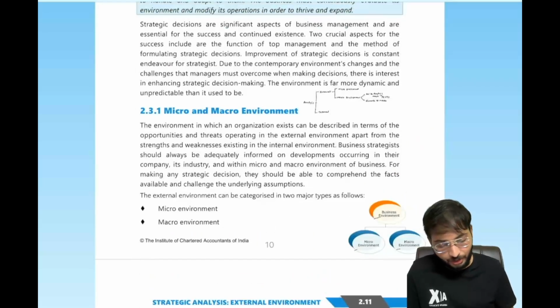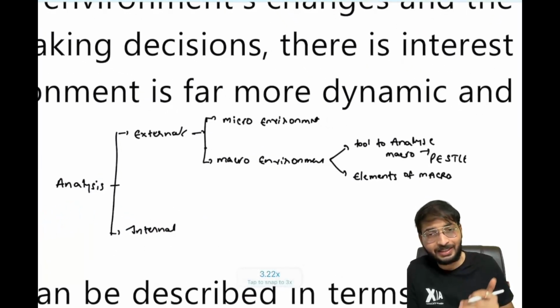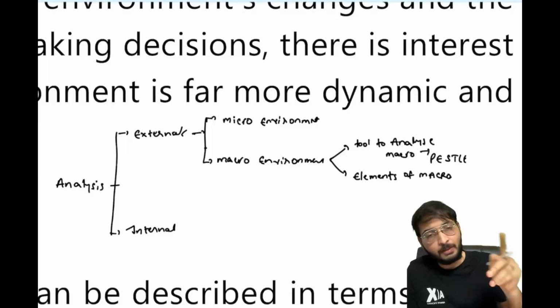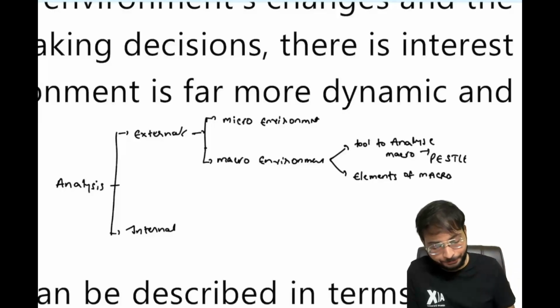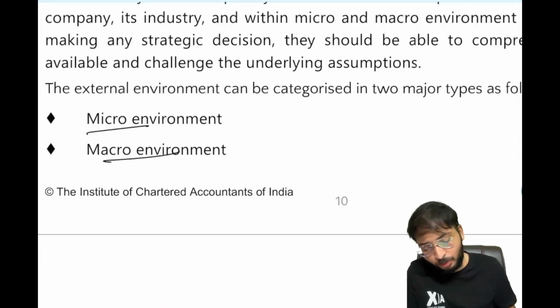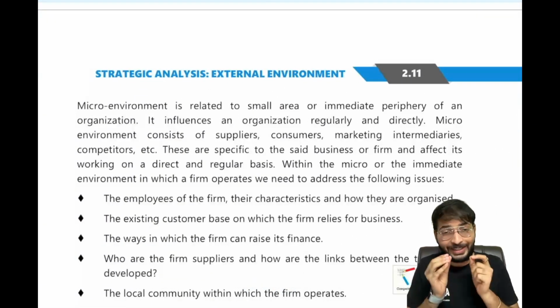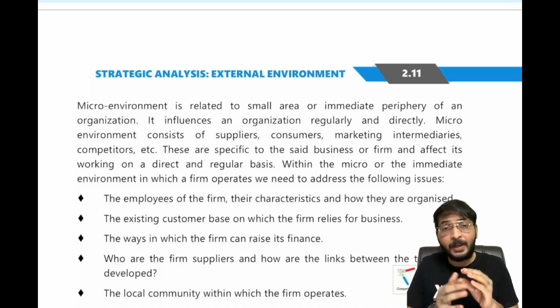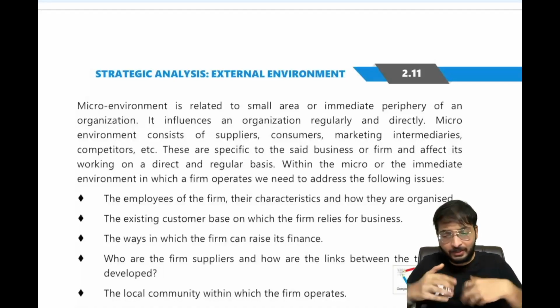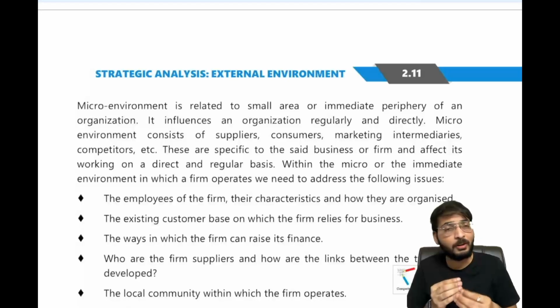Now coming to the next, page number 2.10, micro and macro. We are doing external analysis. External again has two: one is called the micro environment, the second is the macro environment. First, let's learn what a micro environment is. Micro environment is also an external environment which is not in your hand but is slightly controllable. Say this is your business, and whatever environment is in your immediate periphery is called the micro environment. What is completely out of your hand is called the macro environment.